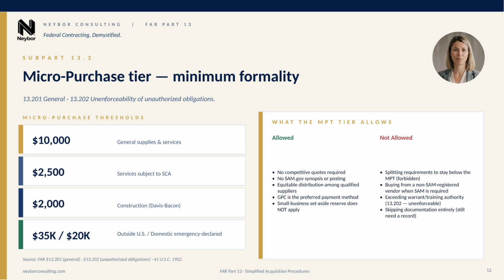On the right is the operational picture. In the green column, what micro-purchases allow. No competitive quotes, no SAM.gov synopsis, equitable distribution among suppliers, the purchase card as the preferred payment method, and, importantly, the small business set-aside reserve does not apply. The MPT lane is the one place in Part 13 where a contracting officer can buy from any responsible source. In the red column, what is forbidden: splitting a requirement to stay under the threshold, buying from a non-SAM registered vendor when SAM is required, exceeding your warrant or training, and skipping documentation entirely. Section 13.202 says any obligation made by someone without authority is unenforceable against the government, so the vendor eats the cost.